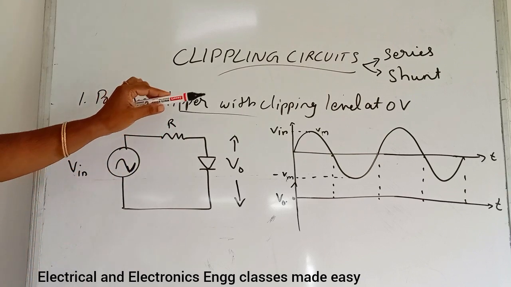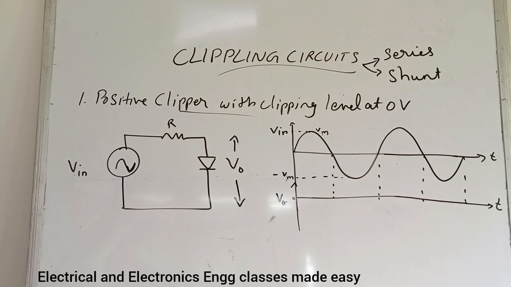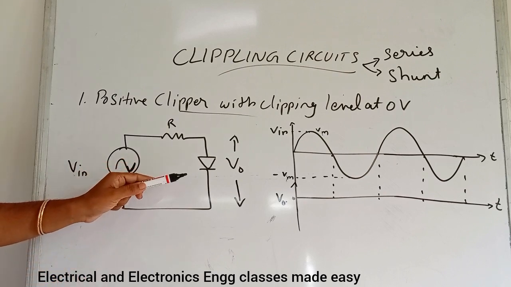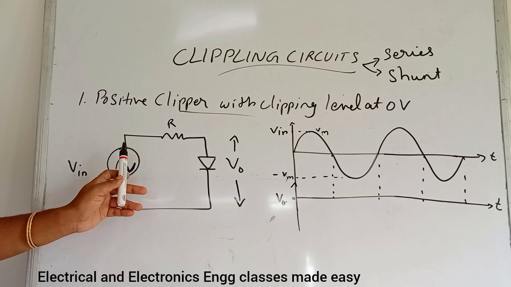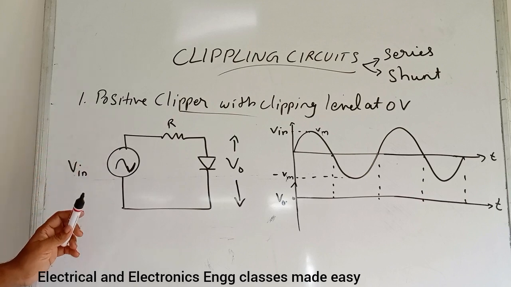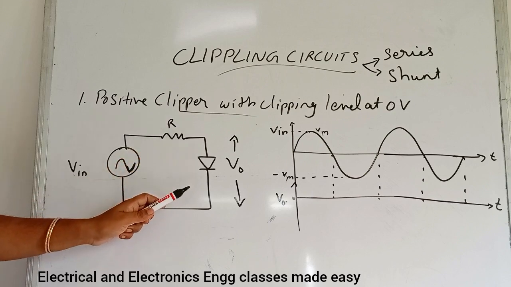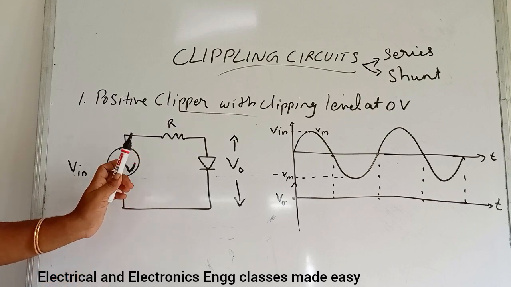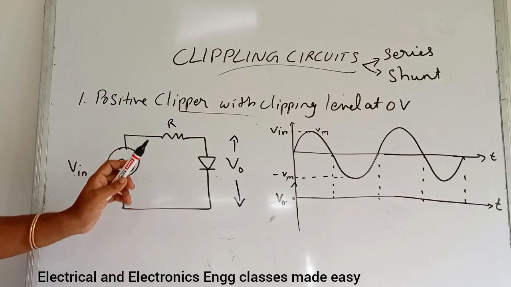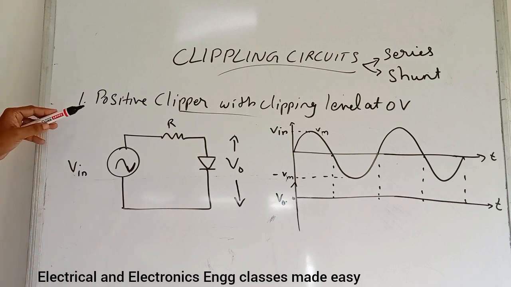And the diode clippers are classified as series and shunt clippers. If the diode is connected in series with the input in a clipper, such a clipper is called series clipper. If the diodes are connected in parallel with the input, that is this circuit, that clipper is called a shunt clipper. So here I am discussing about the shunt clippers. First one is positive clipper with clipping level at 0 volt.